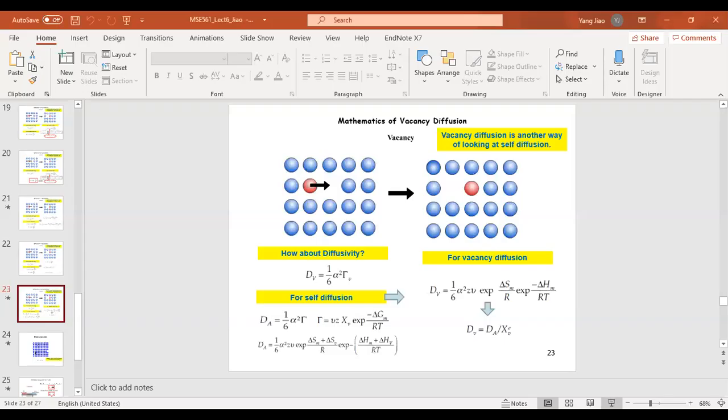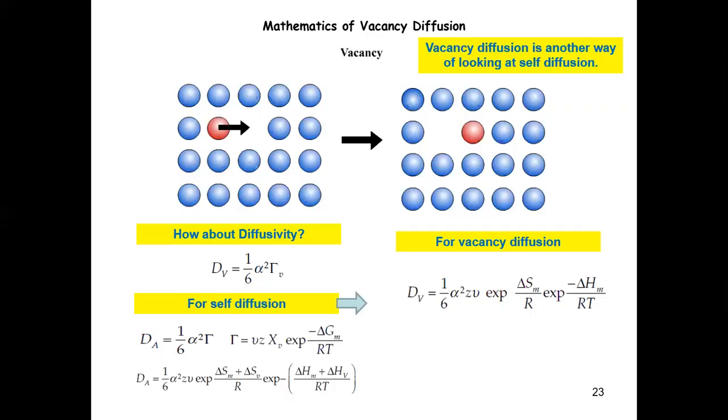Let me see. Yes, we're working with the vacancy diffusion, right? And one interesting observation that we have is that this Z is the coordination number, and all of the other parameters are the same as for the substitutional diffusion. So everything we worked out is correct. There's nothing wrong with it.